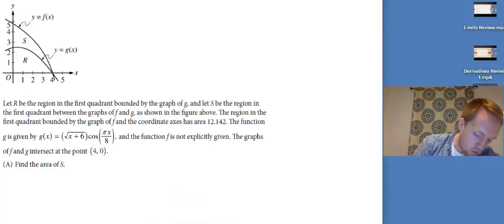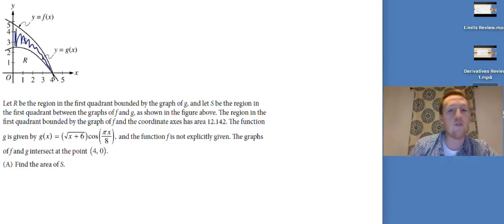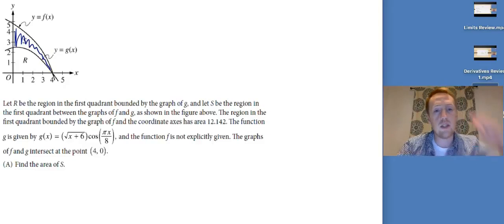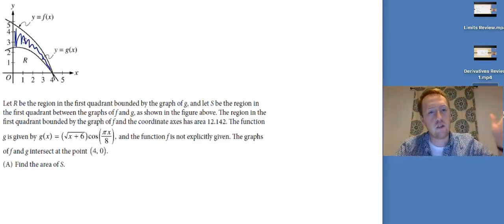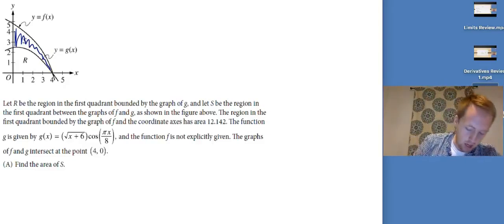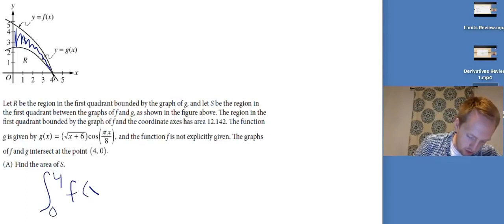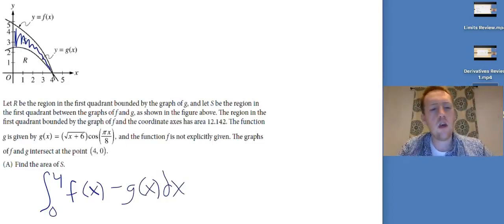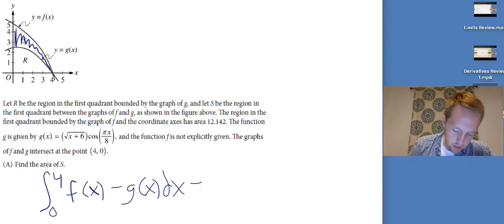So I'm looking for this space right here. So this is the area between curves. Remember when we do area between curves, that's the top function minus the bottom function, and then we just integrate. So what I need to do is the integral from 0 to 4 of f of x minus g of x. Well, they didn't give me f of x, right? Well, what I can do is I can split this integral up.